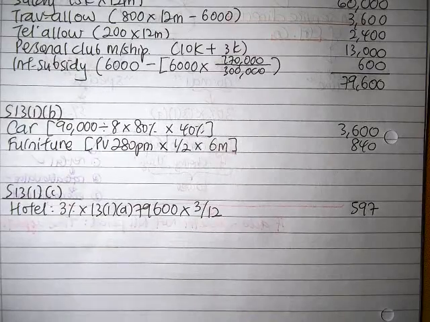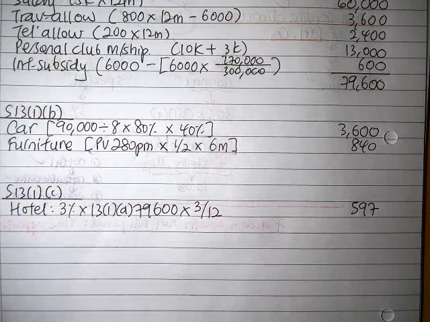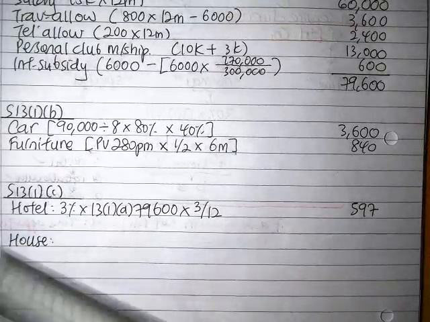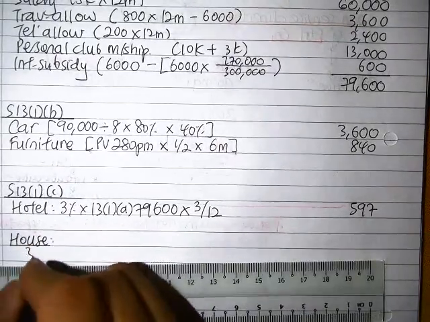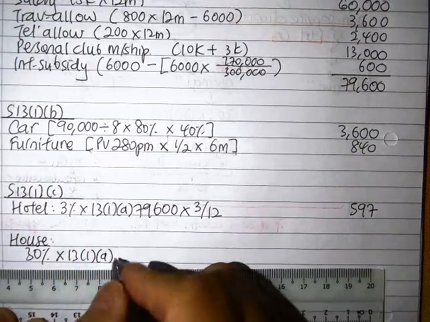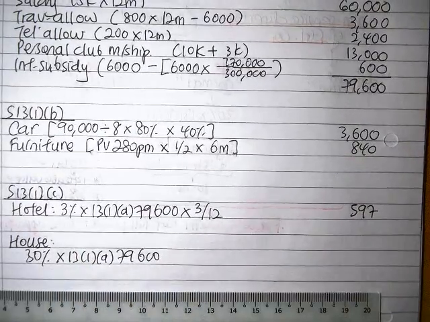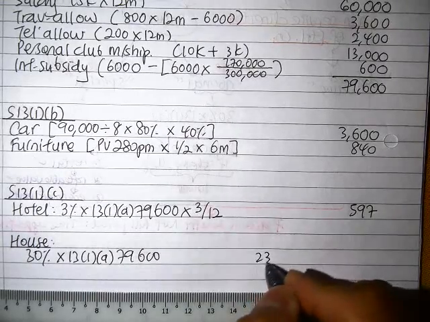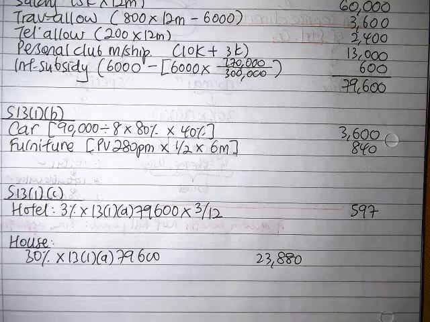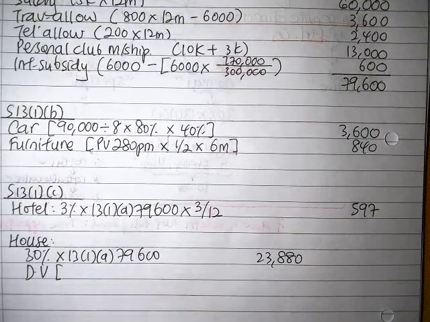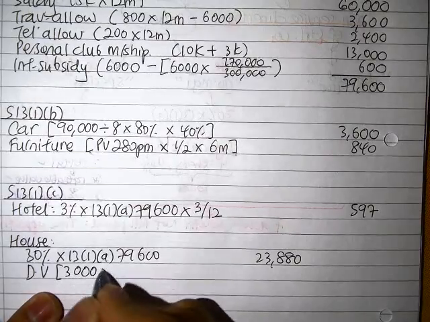Now you have to do the hotel and the house separately. So it's two different accommodations. Now, when the house is given, the value is ascertained by taking 30% of 1A. So 30% of 796 will be 23,880. And defined value: you've been told the rental is 3,000 per month.